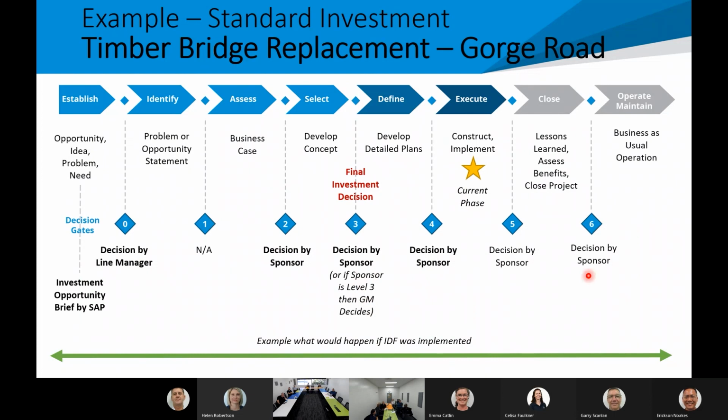And then the same decision maker, the sponsor, makes the decision. So again, this is the standard stuff. We do it all the time. The rigor doesn't need to be as much. It's our 70%.